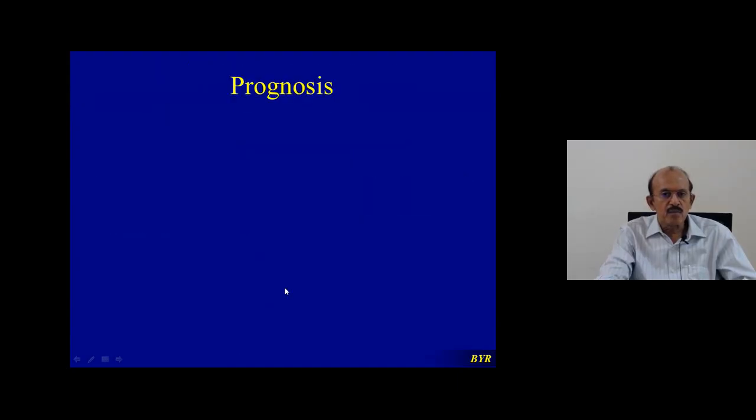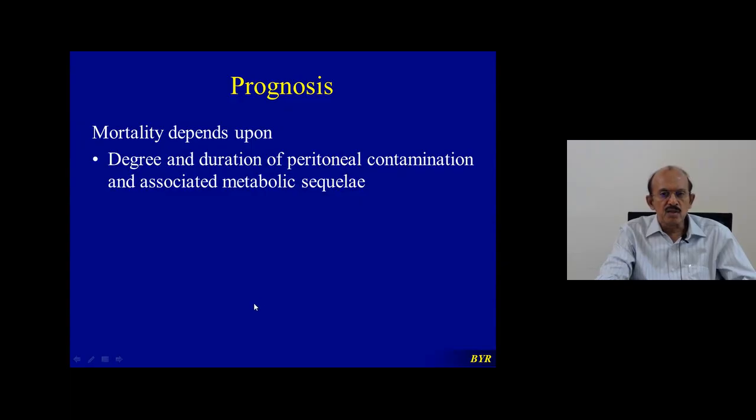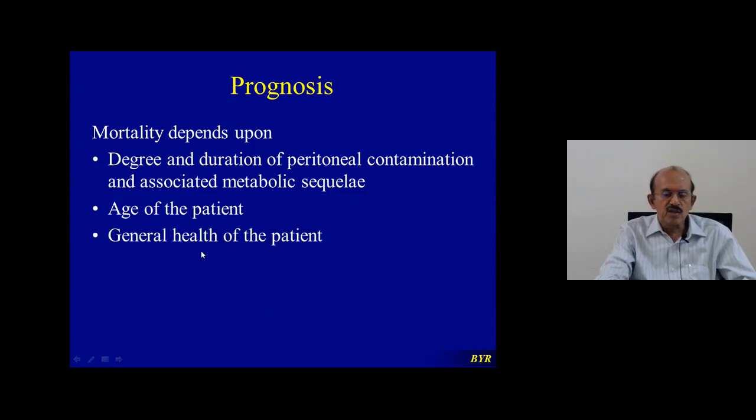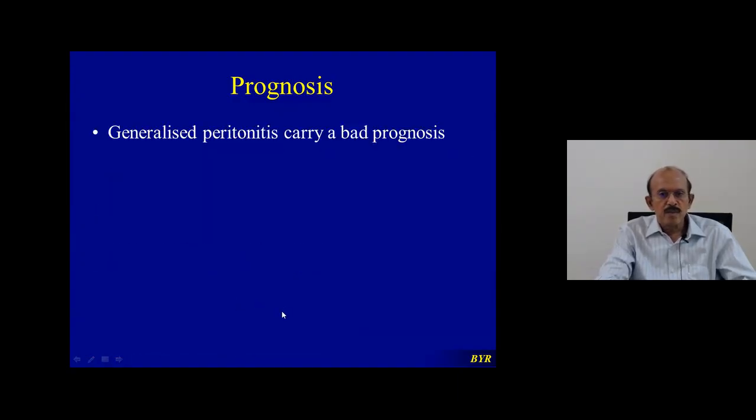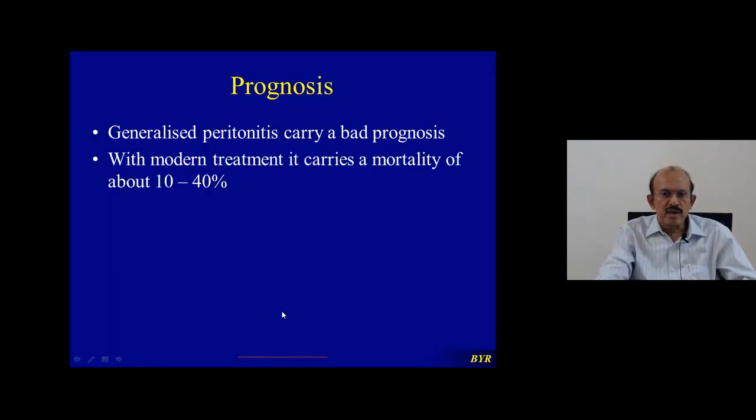Don't wait and see. Prognosis: mortality depends upon the degree and duration of the peritoneal contamination and associated metabolic sequelae. Anywhere, if the peritonitis is there for more than 48 hours, the prognosis will usually be bad. The other factors being the age of the patient, general health of the patient, nature of underlying disease. Generalized peritonitis carries a bad prognosis. With modern treatment, it carries a mortality of 10 to 40%.